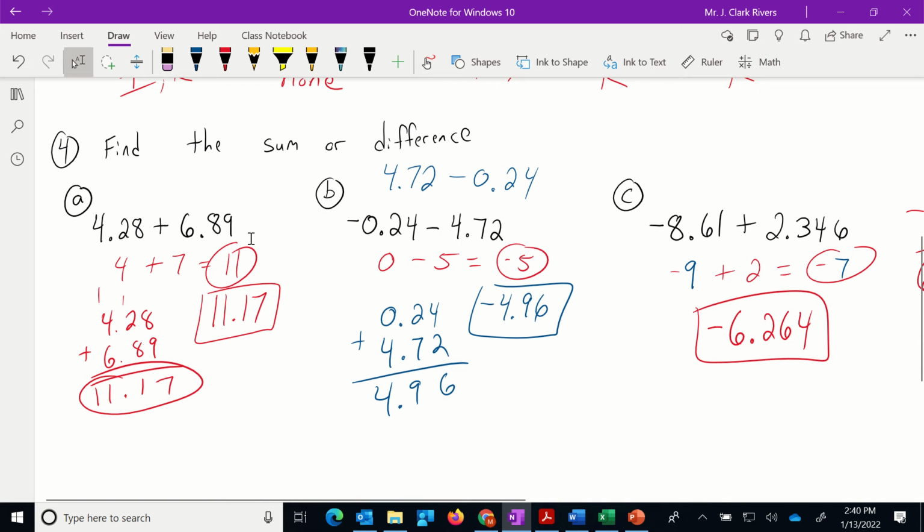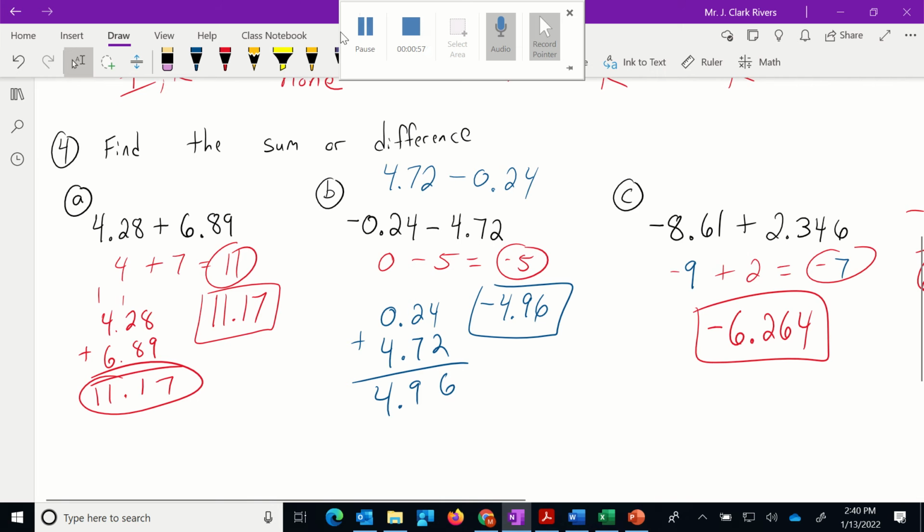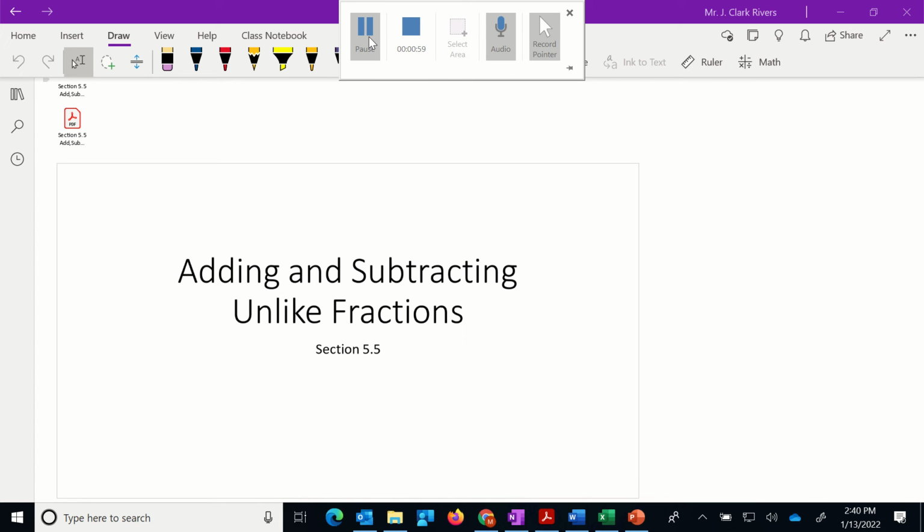11.17. Our estimate was positive 11, so we're very close to our estimate. That's good. On B here, negative 4.96. We had an estimate of negative 5, so very close to our estimate as well. And then on C, negative 6.264, which is very close to our estimate of negative 7. There you go. Okay. We move on now to class notes.